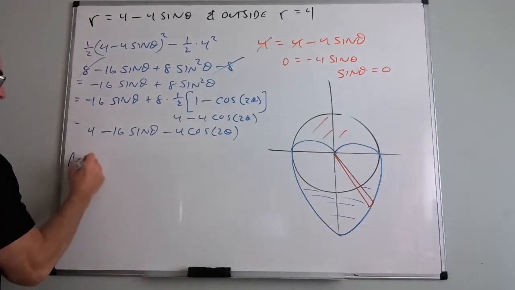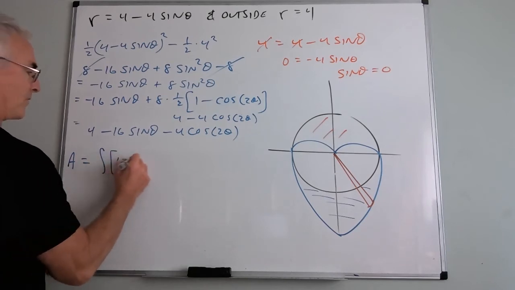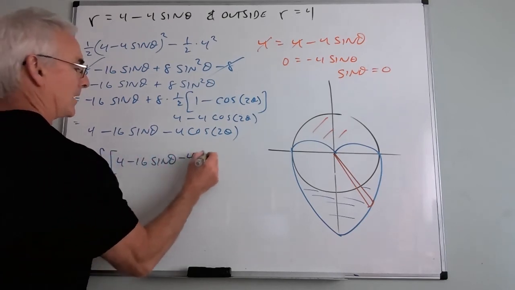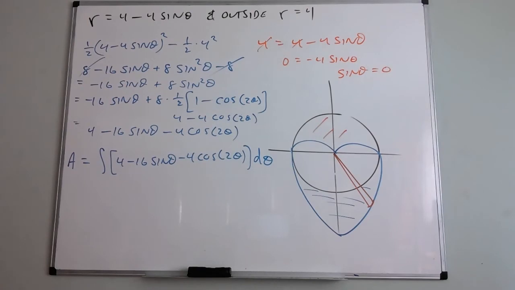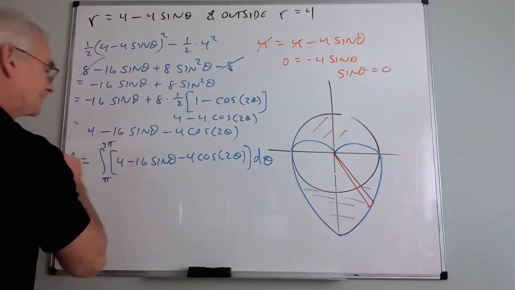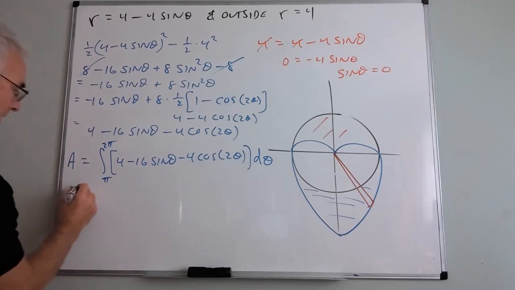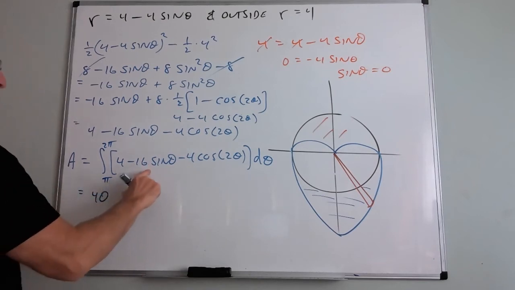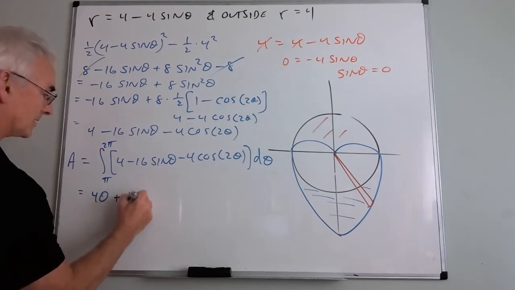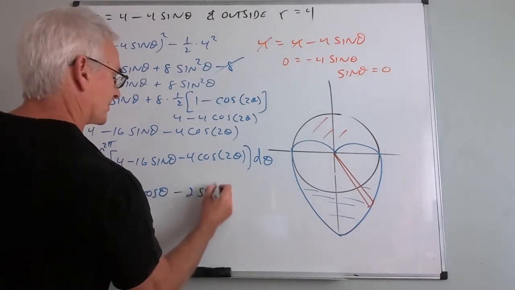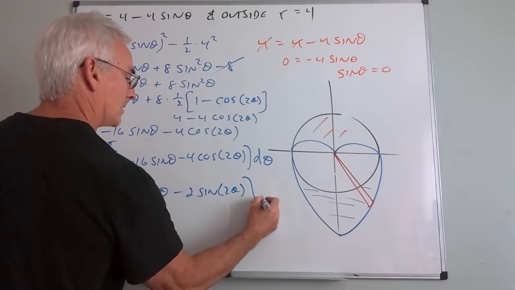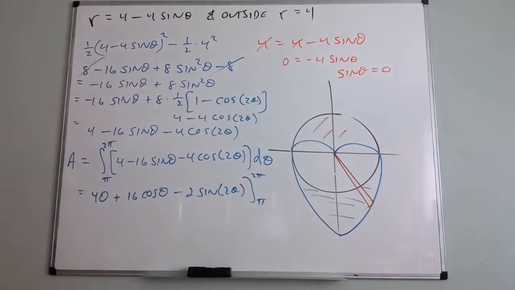Now I can say that my area equals the integral of 4 minus 16 sine theta minus 4 times the cosine of 2 theta. We said from pi to 2 pi. So that's going to be 4 theta. The antiderivative of this would be plus 16 cos theta. The antiderivative of this would be minus 2 times the sine of 2 theta, from pi to 2 pi. Now let's go ahead and evaluate. I'm not going to get all zeros this time.